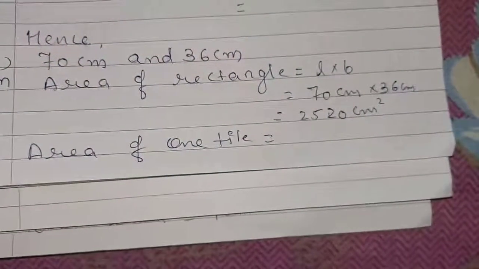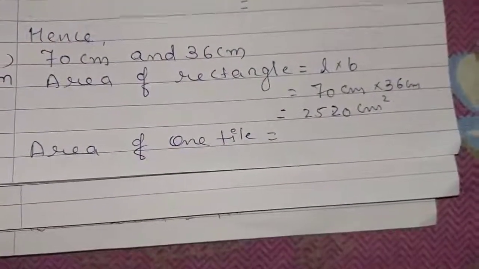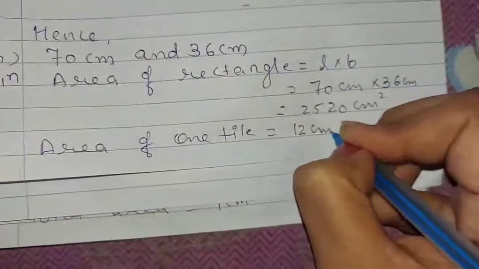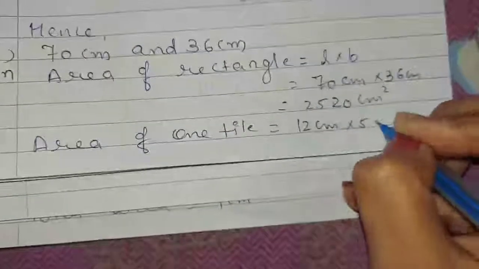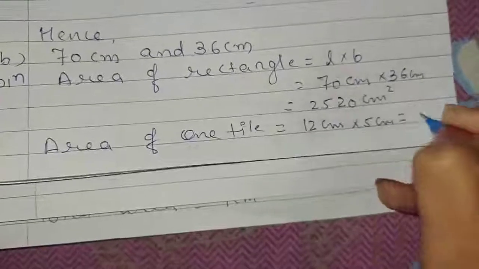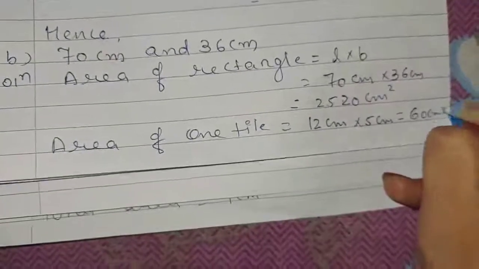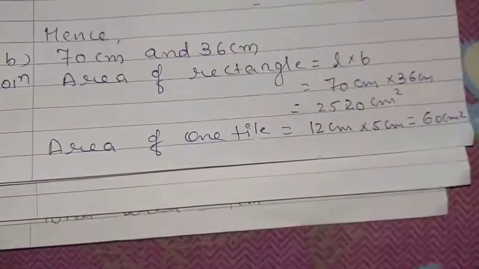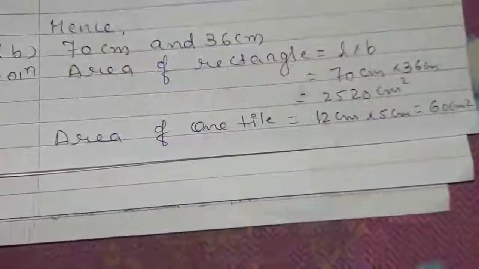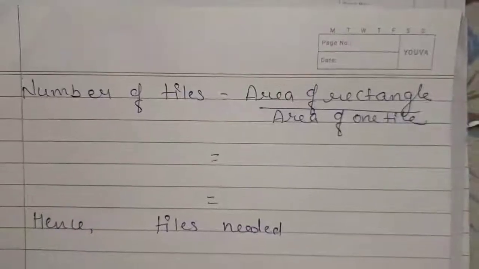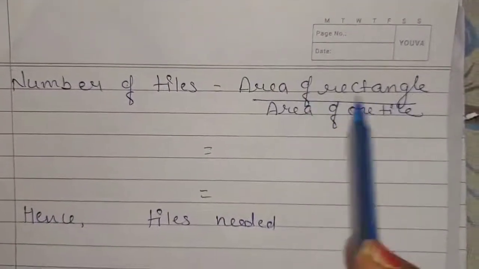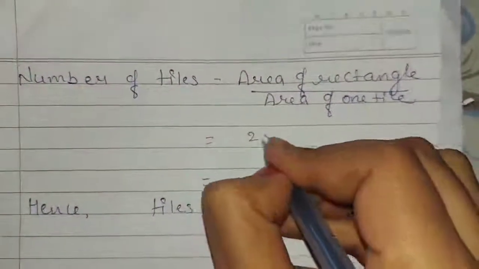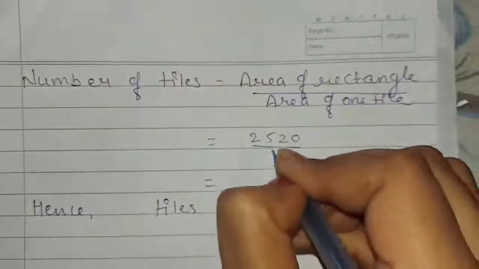2520 centimeter square. Now area of one tile equals 12 centimeter multiplied by 5 centimeter, that is given in the question, which is equal to 60 centimeter square. This is given in the question. Now let us find the number of tiles for 70 centimeter and 36 centimeter. Number of tiles equals area of rectangle upon area of one tile. So area of rectangle here was 2520 upon 60.